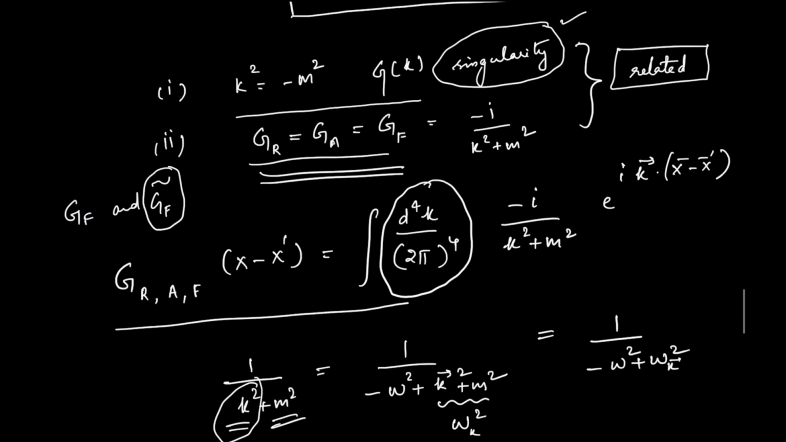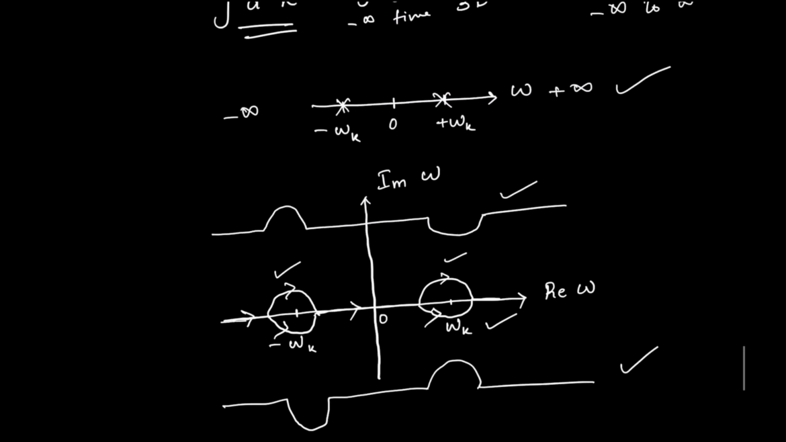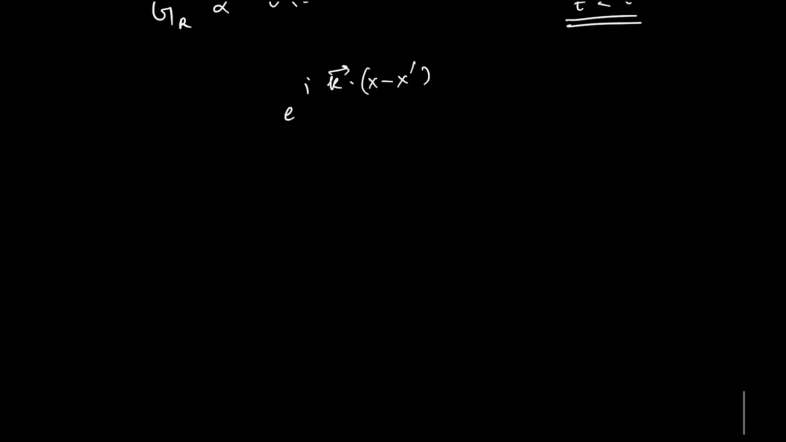In our expression for gr, here I have e to the power i k dot x minus x prime, where x and k are four-momenta and four-space, because here you have d to the power 4k, d4k by 2 pi to the 4. So both space and time are encoded here. If I take e to the power i k dot x minus x prime and separate it into the time component, it will correspond to e raised to minus i omega t minus t prime.